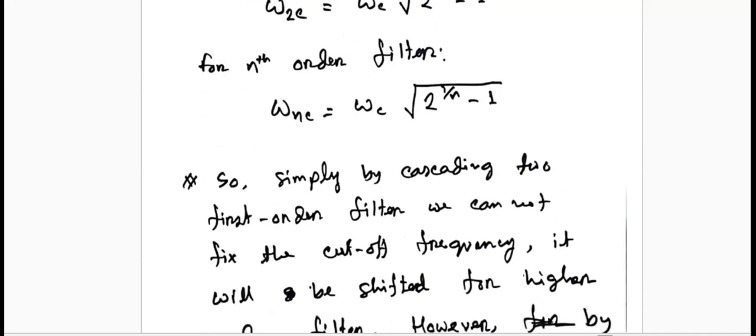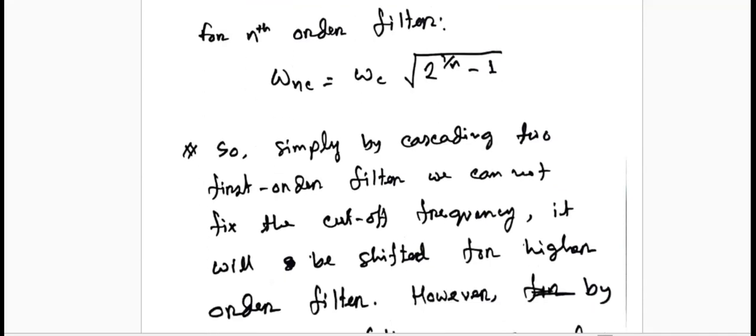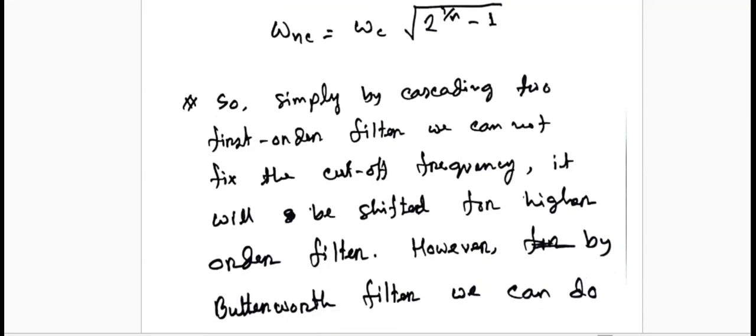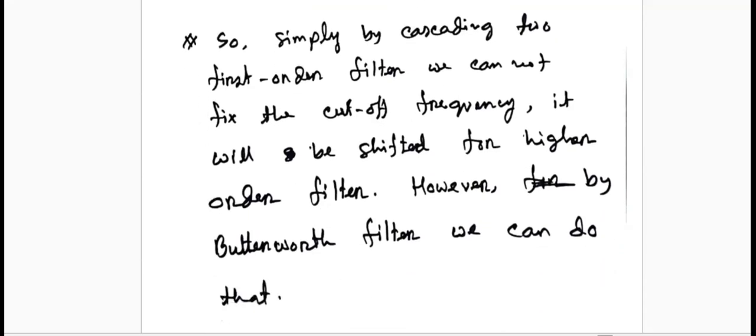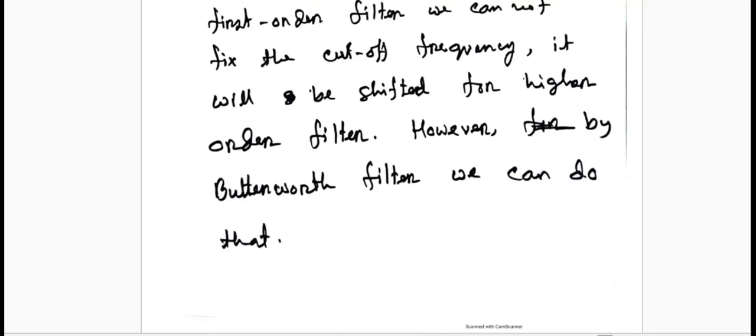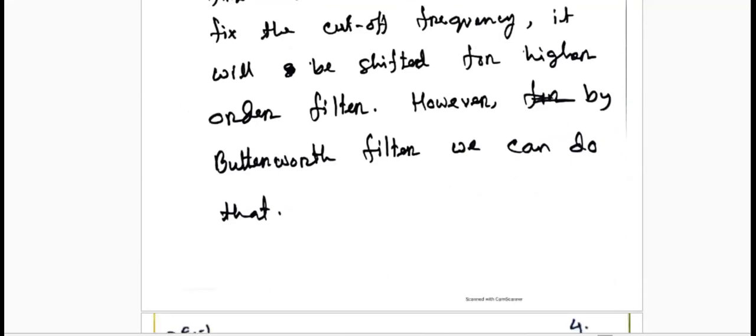So simply by cascading two first order filters, we can't fix the cutoff frequency. It will be shifted for a higher order filter. However, with a Butterworth filter, we can do that. So this is a significant advantage of the Butterworth filter over the conventional filter. In the case of a Butterworth filter, if you change the order of the filter, you can still fix the cutoff frequency with your design.